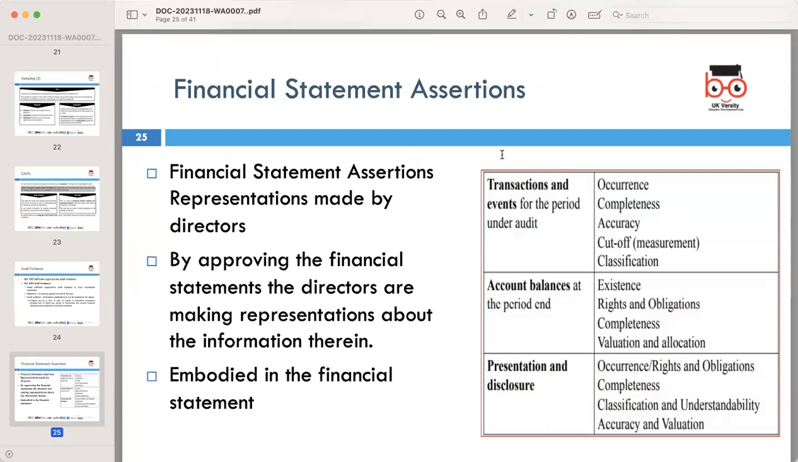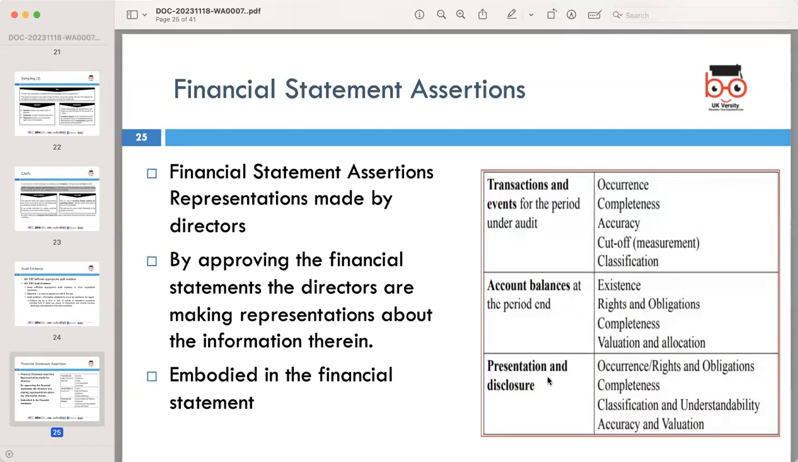So then cutoff, or measurement, is all about timing. We want to ensure that the transactions are recorded in the right period, no jumping ahead or lagging behind. Classification: we want to make sure each item is in its proper place in the financial statements. So then moving on, next, account balances at the period end: existence, rights and obligations, completeness, valuation and allocation.